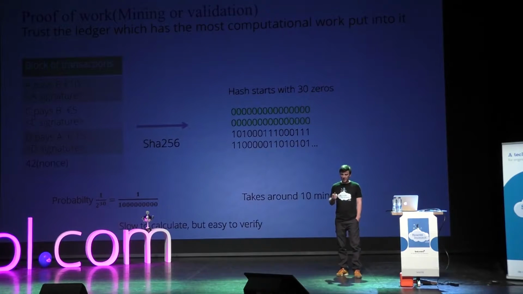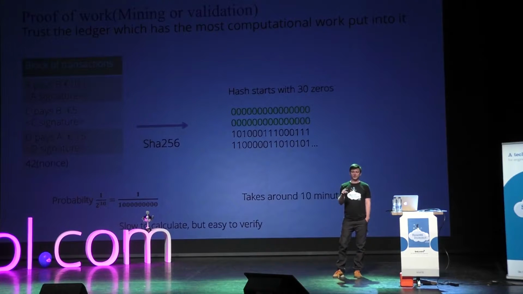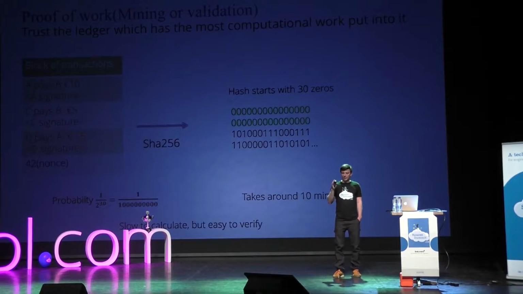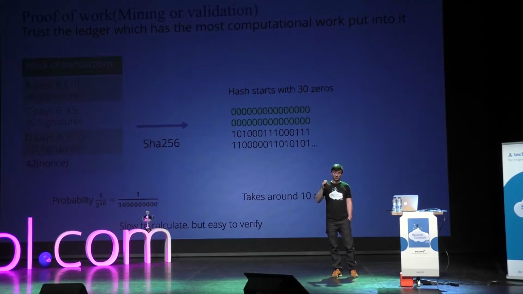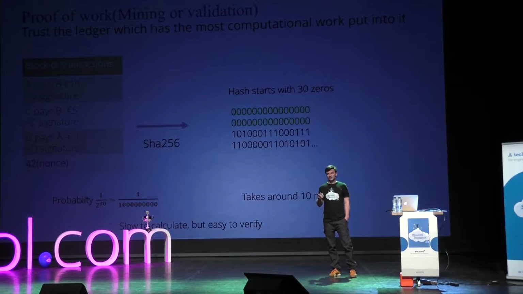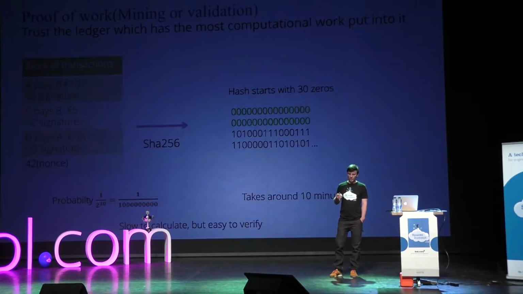So here is an example. We have a block of transactions, and the miner needs to find a special number, which is 42 in this case. It's called a nonce in terms of Bitcoin. And when a cryptographic hash function is applied to this block together with this number, the resulting hash code should start with 30 zeros. This is not a trivial task because you cannot guess this number, this nonce. You have to go through all numbers, through all transactions until you get this. So this is computationally intensive.